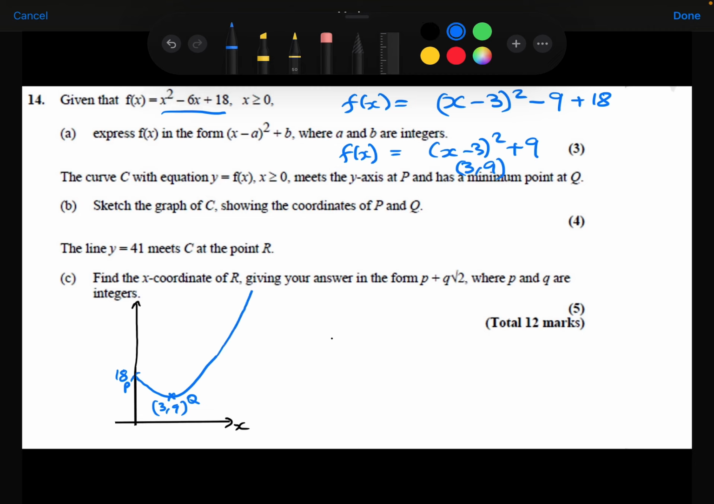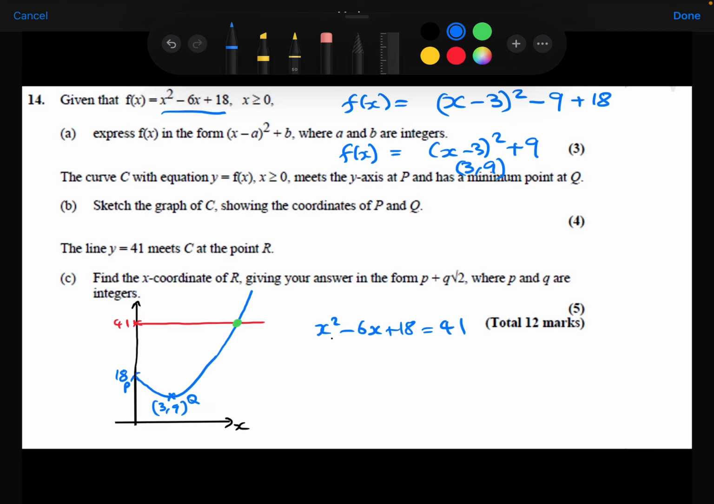So my curve's going to look like that. 41 is roughly here. So here's the line y equals 41. And we can see it's going to intersect the curve in one place here. So I can do simultaneous equations because we're talking about where the lines intersect. So where my quadratic equals 41.